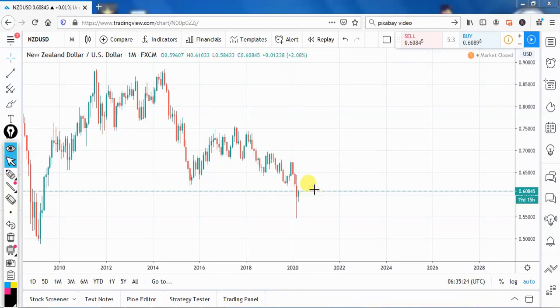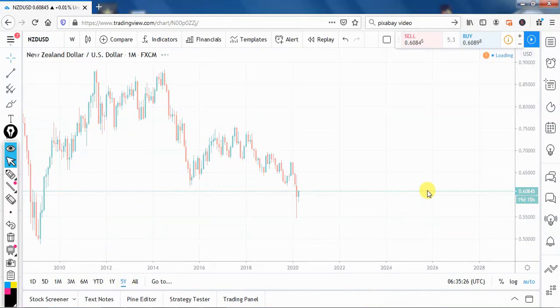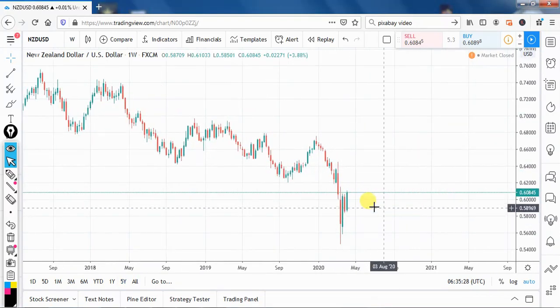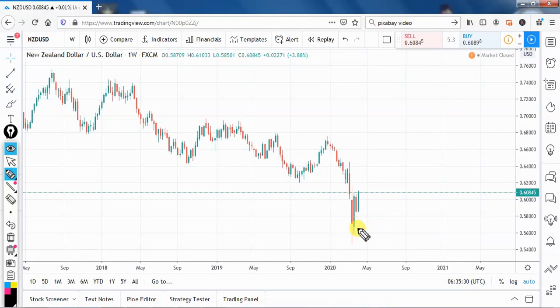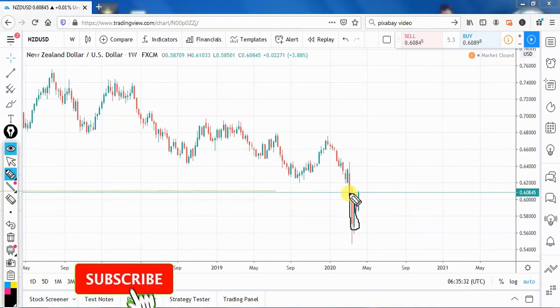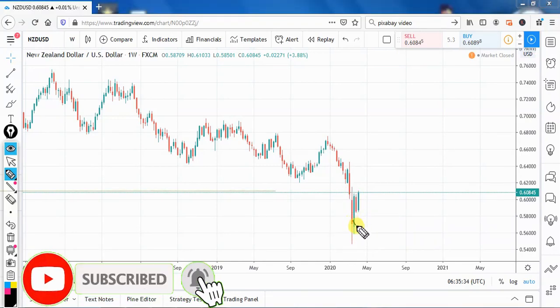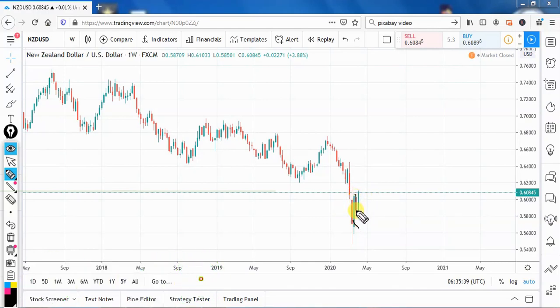So if we go to the weekly time frames, we're going to have a bit of a clearer picture. We see that 2 weeks ago we have this nice bullish candle, this green candle here, and for the last week we had a bit of a pullback down, and then this week the price closed nicely bullish.